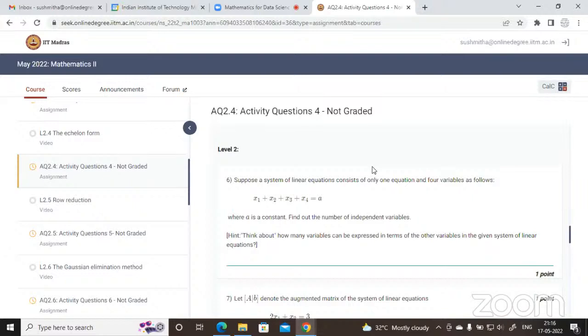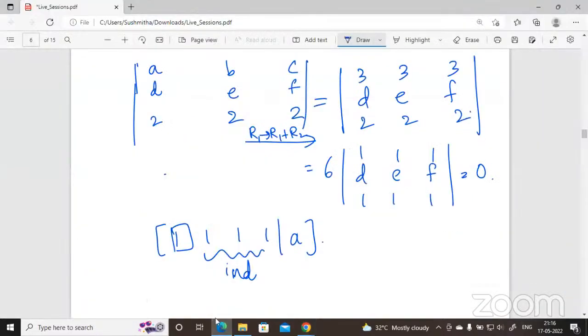Thanks, ma'am. Ma'am, suppose in this case the first entry is not 1 and not also 0, then how can I reduce it into reduced row echelon form? You just divide by that entry, right? Oh, yes, yes. Yeah, yeah. Yes, ma'am.